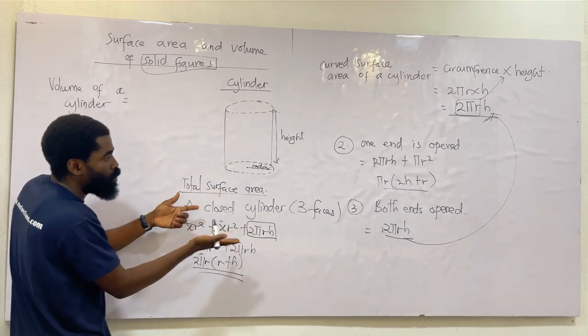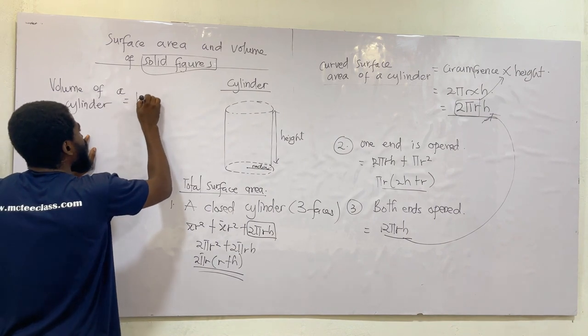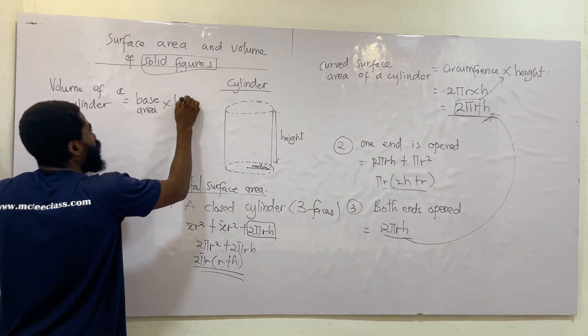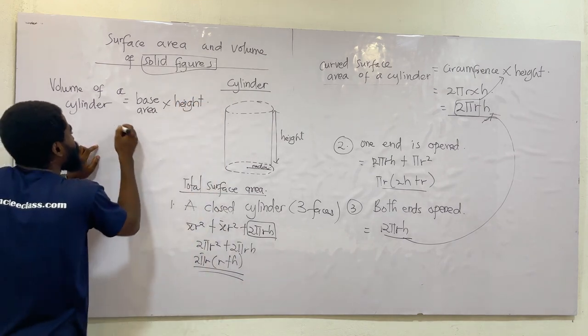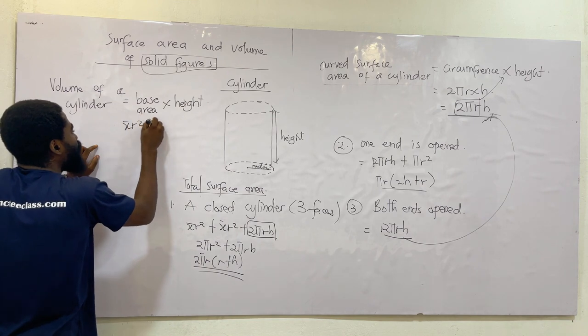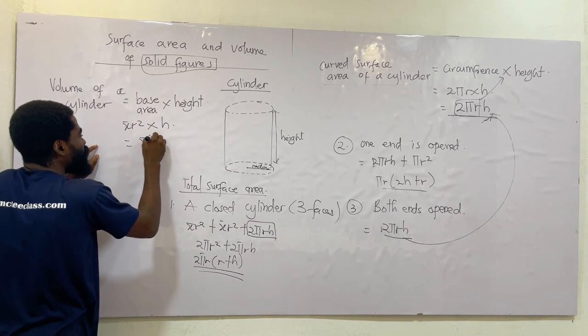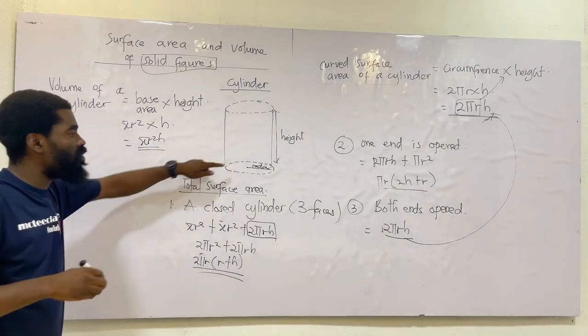So look at the base area. What shape do I have? What's the area of the base? It's a circle. So volume is the base area times the height. Our base area is a circle, so we'll have pi r squared times the height, which is h. Therefore, we'll have pi r squared h. This is how to find the volume of a cylinder.